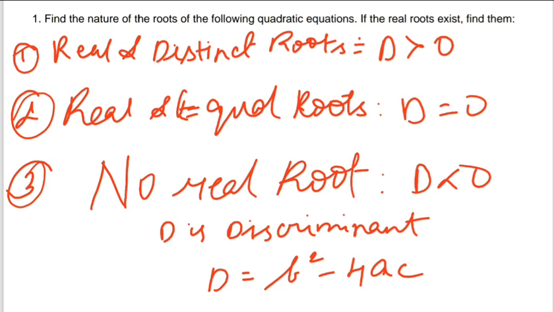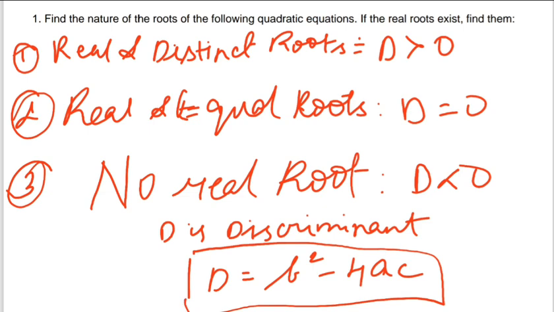The third condition is no real roots. That is, there are no roots for this equation. Then the condition is discriminant is less than 0. So the formula is D is equal to b square minus 4ac for finding the discriminant. So note it in your notebook. It is an important one for this exercise. So let's go to the first subdivision.